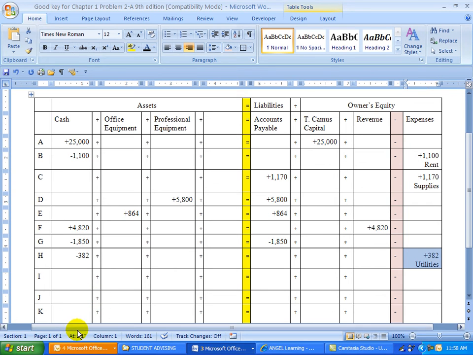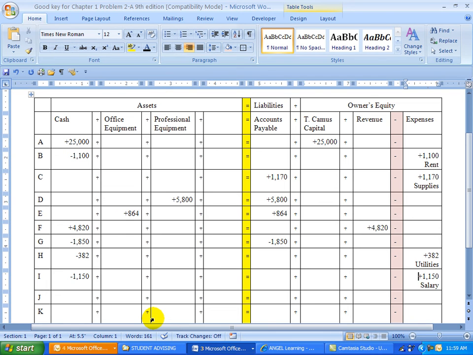Looking at letter I, we paid the salary of the assistant for $1,150 and we wrote a check to do that. Cash is going down because we wrote a check. Now this is for salaries. Salaries represent an expense, and when you record an expense, they're going to get bigger. Okay? But we're still in balance because that represents a minus.